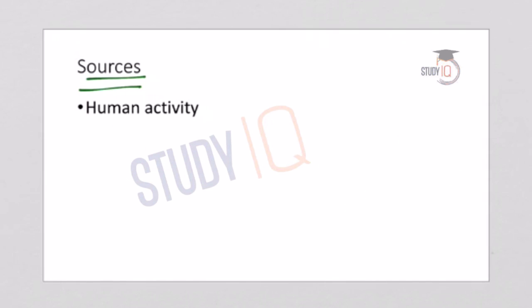Now coming to the sources of noise pollution. Like any other environmental pollution, noise pollution is also an outcome of human activities. It is largely because of human activities that there are increased levels of noise pollution. For example, human activities like industrialization, urbanization, adoption of modern lifestyle, everything contributes towards noise pollution. So industrialization, urbanization, or modernization, these are all impacts of development.